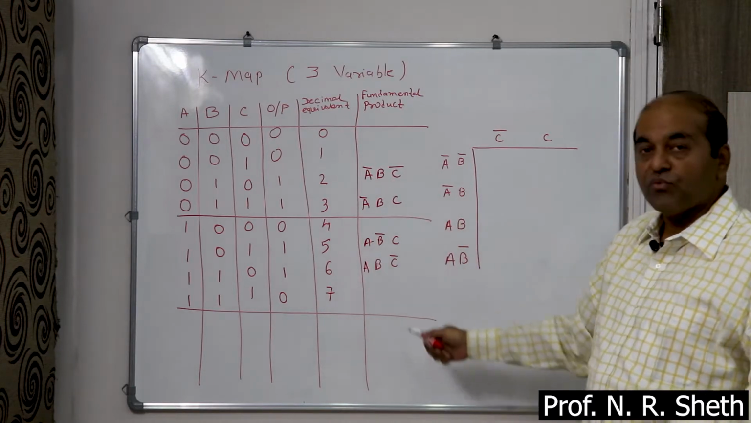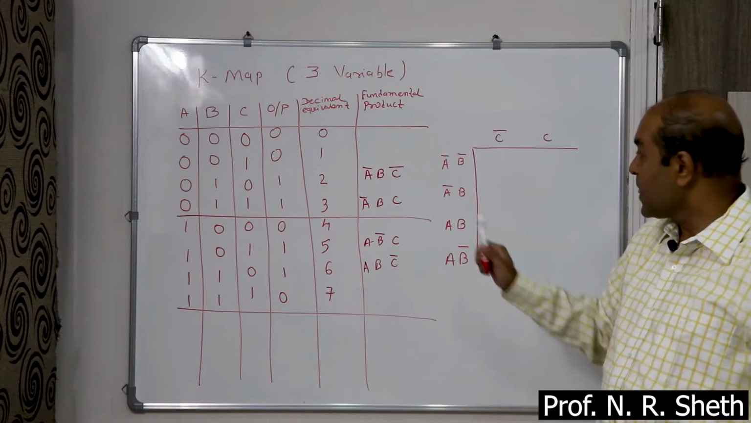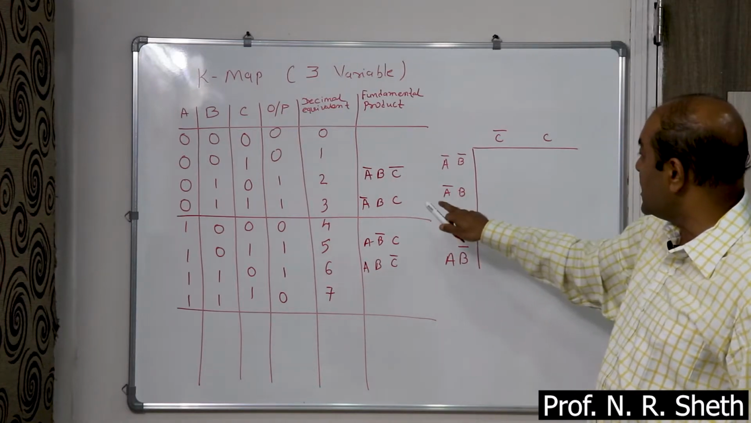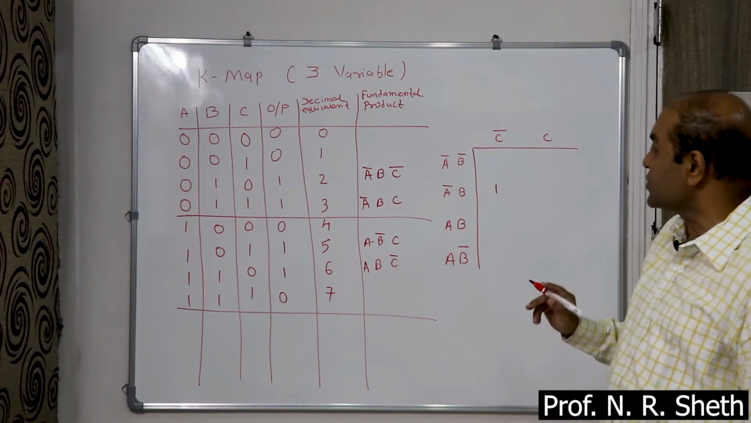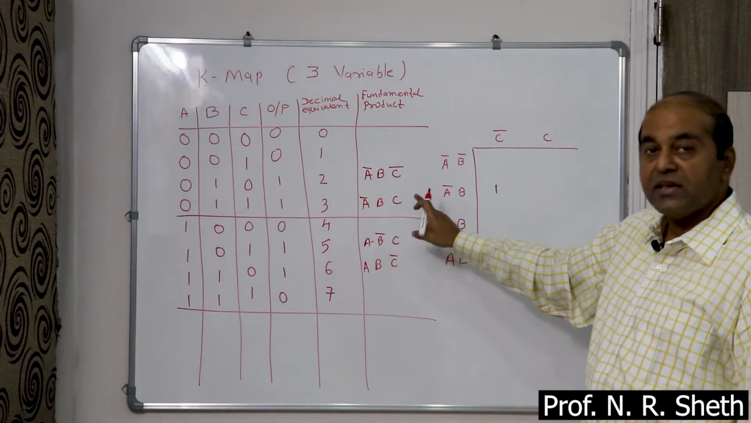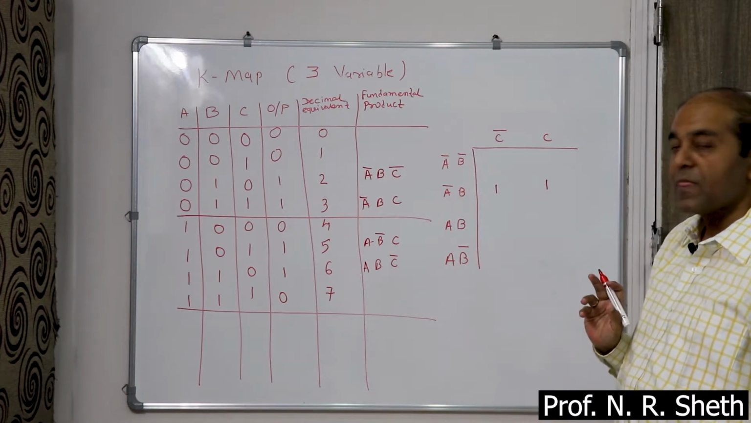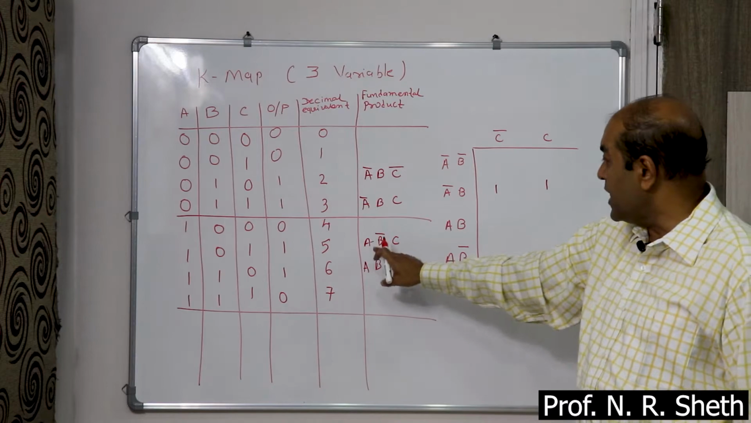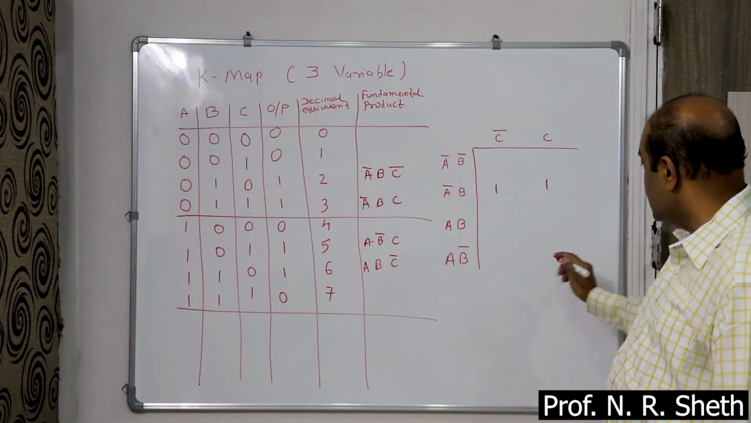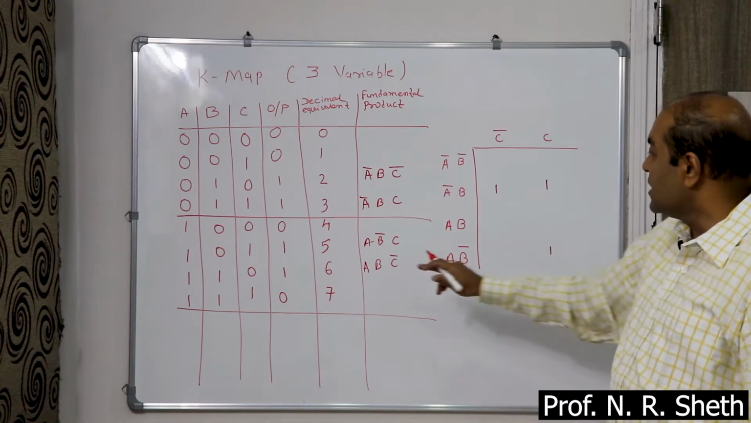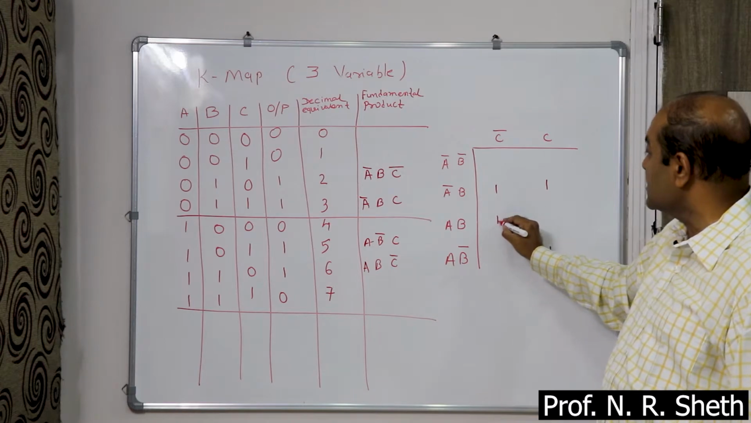Now place 1 in this K-map whose outputs are high. A bar B, where is A bar B? Yes, it is here. A bar B, C bar, so this position. Next, A bar B, C. A bar B and C. Okay, now A B bar, where is A B bar? It is here. A B bar C, so A B bar C is here, and A B C bar is here.